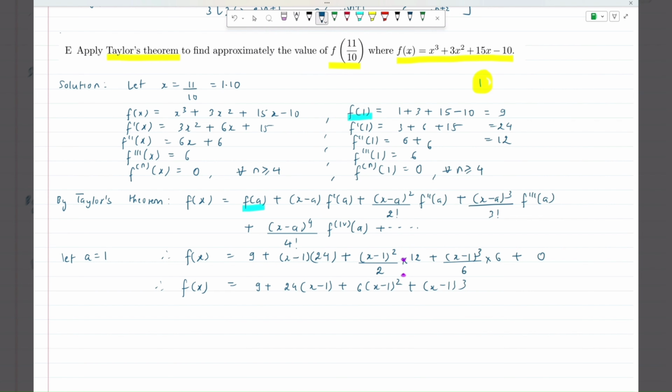Now we are looking out for f of 11 by 10, which is equal to f of 1.10. Here, since x is equal to 1.10, and if you will observe the last expression, all terms on the right side are having x minus 1. So from this we will be finding out the value of x minus 1, which is going to be 0.10.